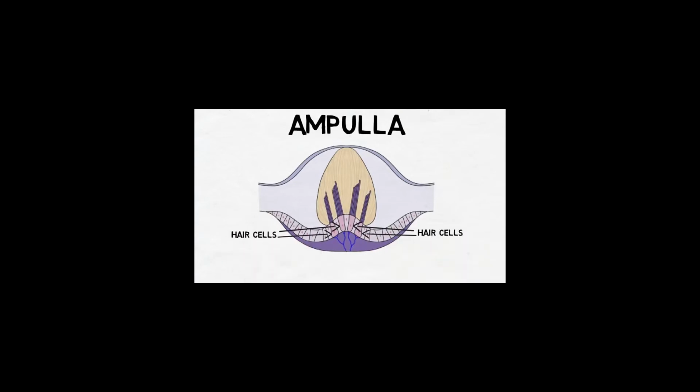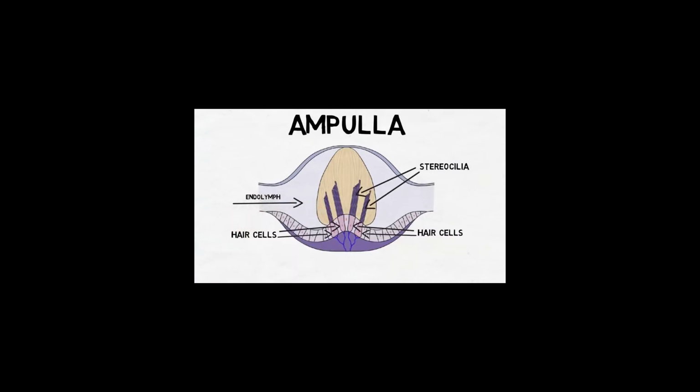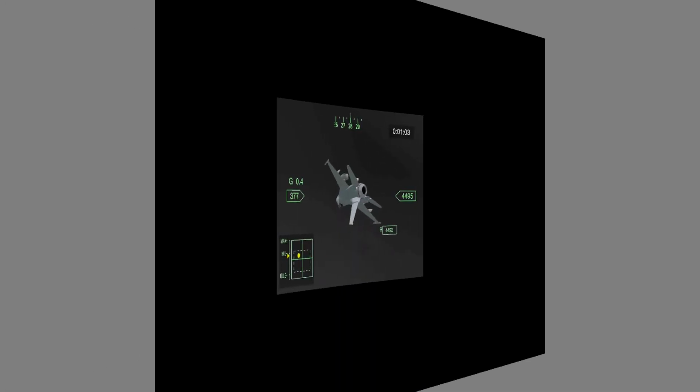At the top of each hair cell is a collection of small hairs called stereocilia. The movement of the endolymph causes movement of these stereocilia, which leads to the release of neurotransmitters to send information about the plane of movement to the brain.